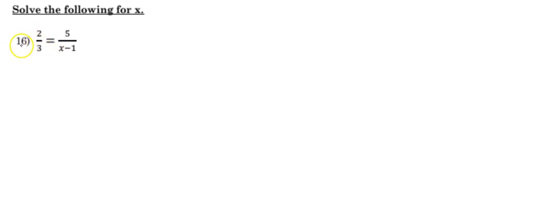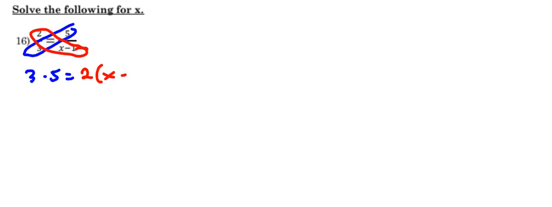Moving on, numbers 16 and 17, we have these ratios. A fraction equals a fraction. And hopefully you remember that what we're looking to do now is just cross multiply and then set those equal to each other. So I'm going to rewrite this as 3 times 5 is equal to 2 times the quantity x minus 1. And then we have to remember to distribute that 2. So what we get is 15 equals 2x minus 2.